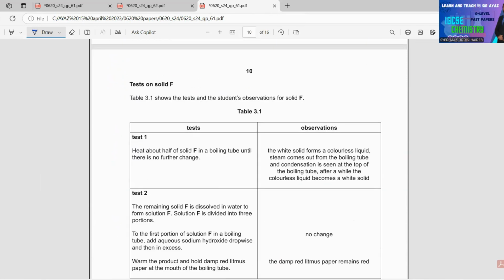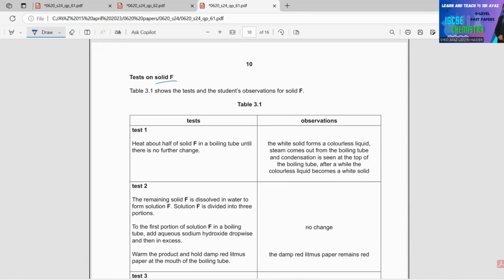Test on solid F. Table 3.1 shows a test and students' observations for solid F. Test 1. Heat about half of solid F in a boiling tube until there is no further change. Observation. The white solid forms a colorless liquid. Steam comes out from the boiling tube and condensation is seen at the top of the boiling tube. After a while, the colorless liquid becomes a white solid.